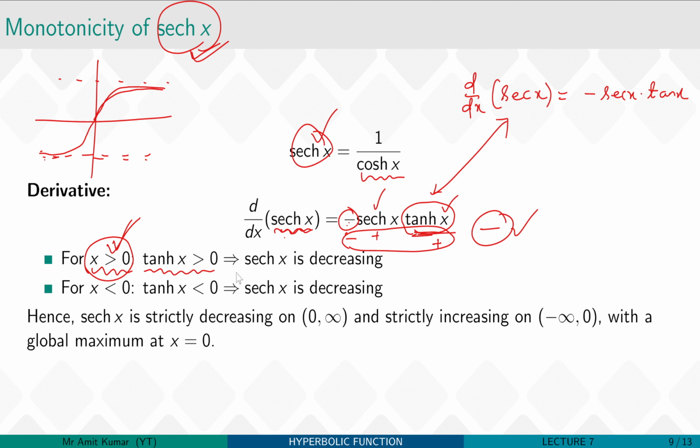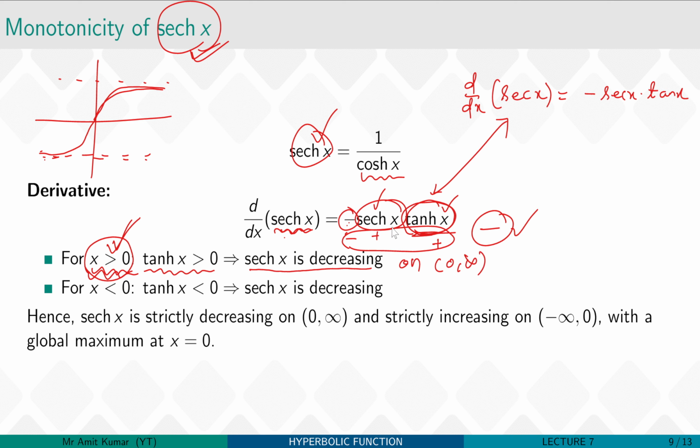So the derivative is negative when x is positive. Sorry, the derivative is negative because tanh x is positive. Sech x is always positive. Here is the negative sign. The whole quantity is negative. If the derivative is negative, then when x is positive, the graph is in decreasing mode. So sech x is decreasing on 0 to infinity.